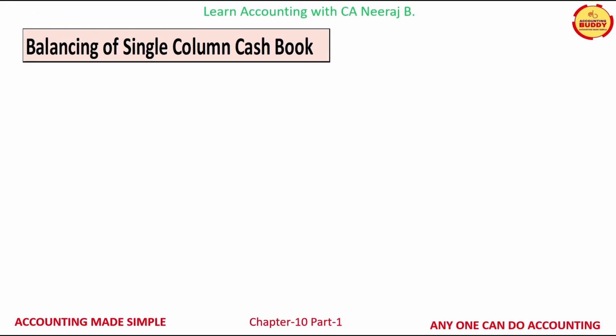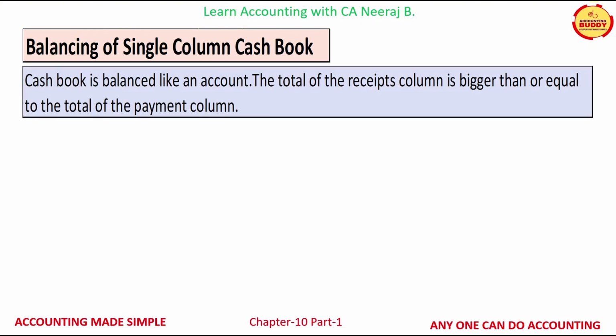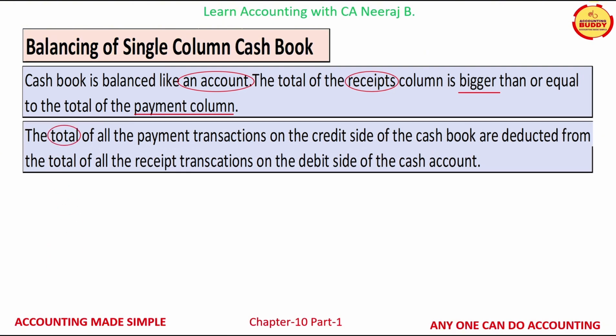Let us now learn how a single column cash book is balanced. Cash book is balanced like any other account. The total of the receipts column is bigger than or equal to the total of the payments column. The total of all the payment transactions on the credit side of the cash book are deducted from the total of all the receipt transactions on the debit side of the cash account.